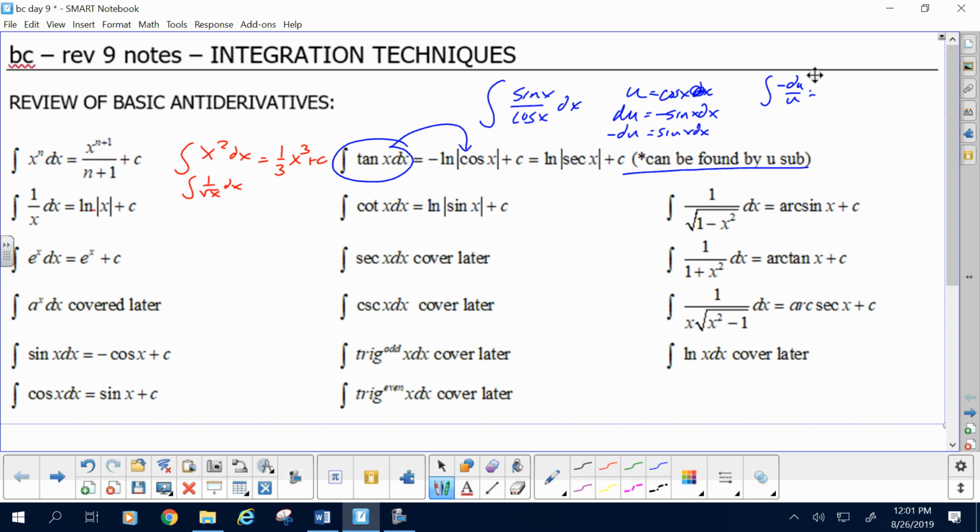The antiderivative of which is negative natural log of the absolute value of u plus c. And if you then sub back, negative natural log of cosine plus c.